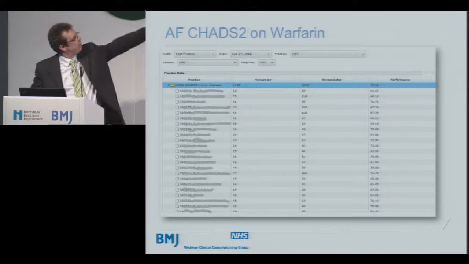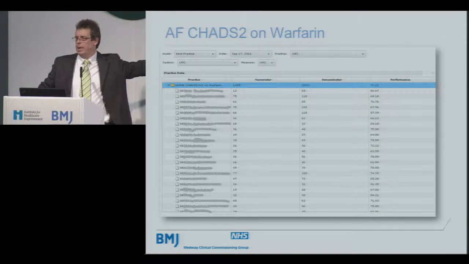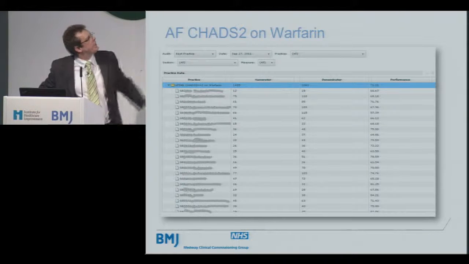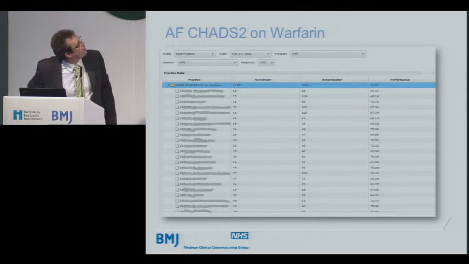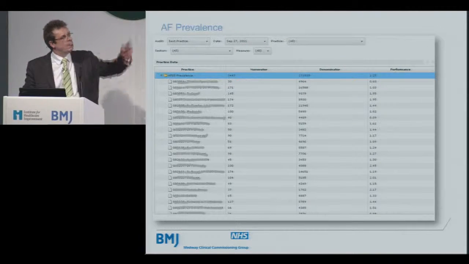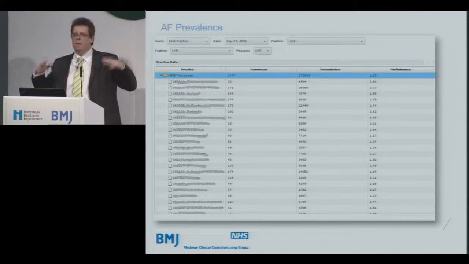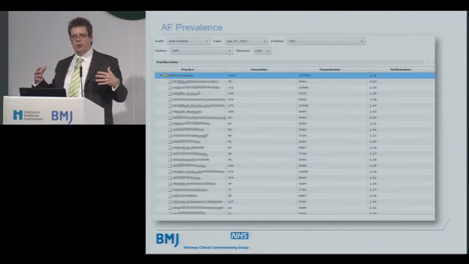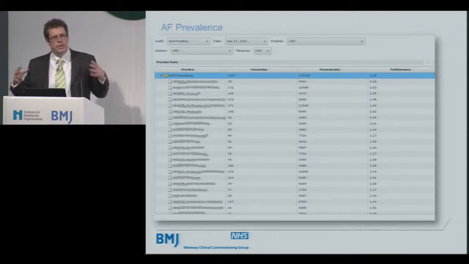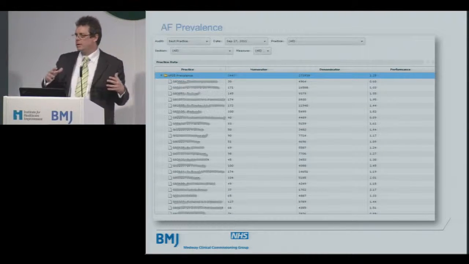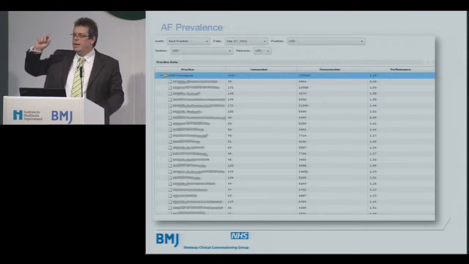And we can see, by practices, we've just blacked out for politeness the names of the practice. We can see how each practice is performing. And we can see the prevalence, because the prevalence is really important as well. Now, Medway has a slightly younger age sex profile than the national average, so our prevalence is slightly lower than the national average.